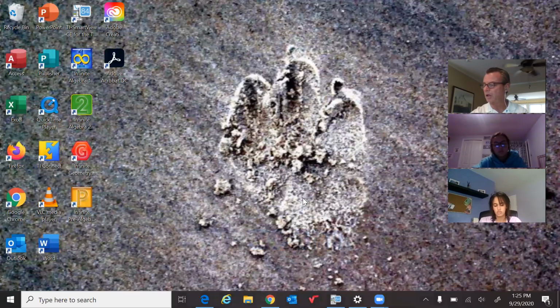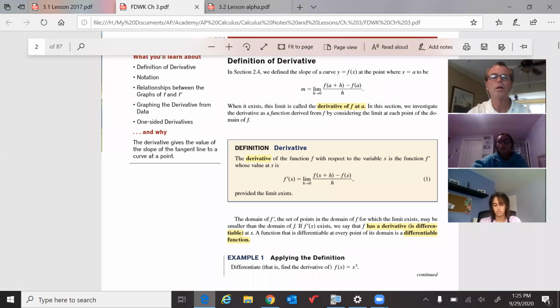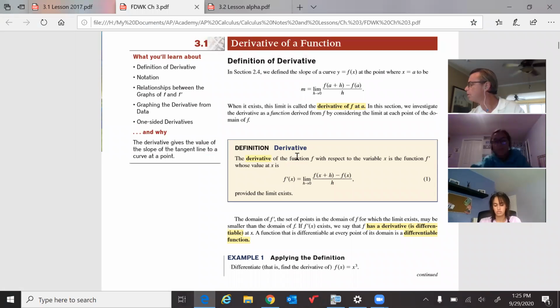So this is going to be the video for section 3.1, which is the introduction to the derivative of a function. And if you look, I'm on page 99 of your book. This right here in tan is the definition of a derivative, f prime of x.